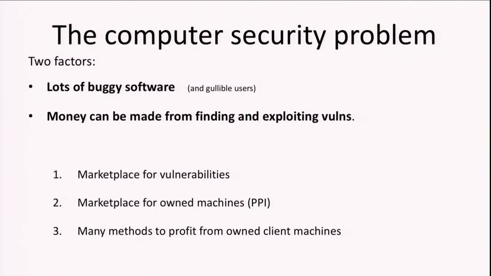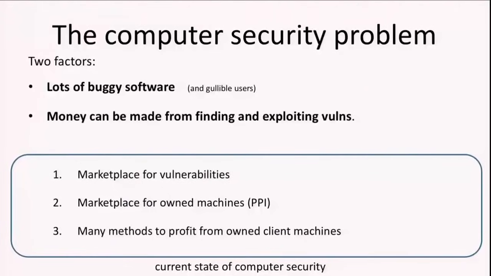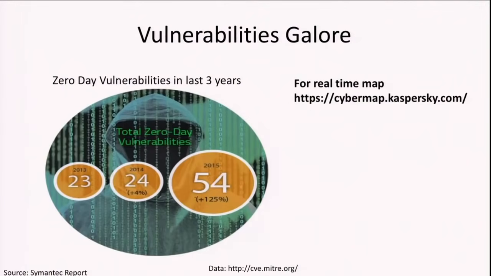And then there are other methods for making profit from owned client machines. People try to put malware in your system, or sometimes this malware does not manifest itself immediately, and remains in the system as what we call advanced persistent threats. The reason they are there is that at the right time, these machines will be used as zombies or bots in a botnet. So that's the current state of computer security.